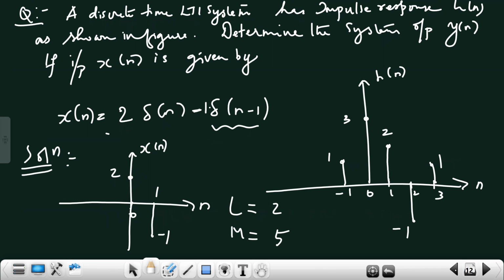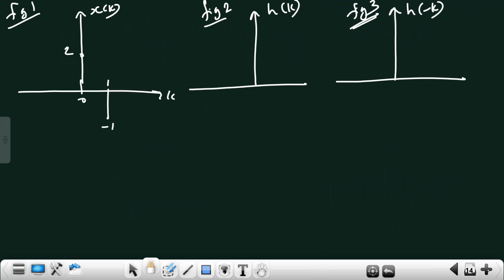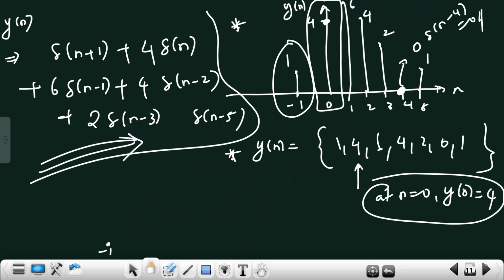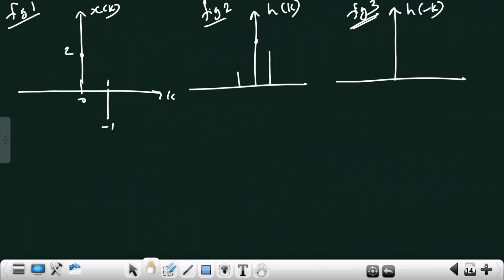So this is your x of k. Similarly, h of n is given in the question. You have to plot h of k by replacing n with k. What is that? 1, 3, 2, minus 1. So this is your h of k. Then you need to plot h of minus k.